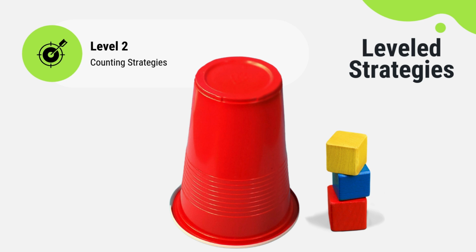So a level 2 strategy might look like this. It might look like using a cup and blocks. It might look like students using their fingers and saying, I have 5, and grabbing that number into their fist and then counting on 3 more fingers to find a total of 8. This might look like a student pointing to the number 5 and then pointing to 3 more dots as they count on 6, 7, 8. That's your level 2 counting strategies.